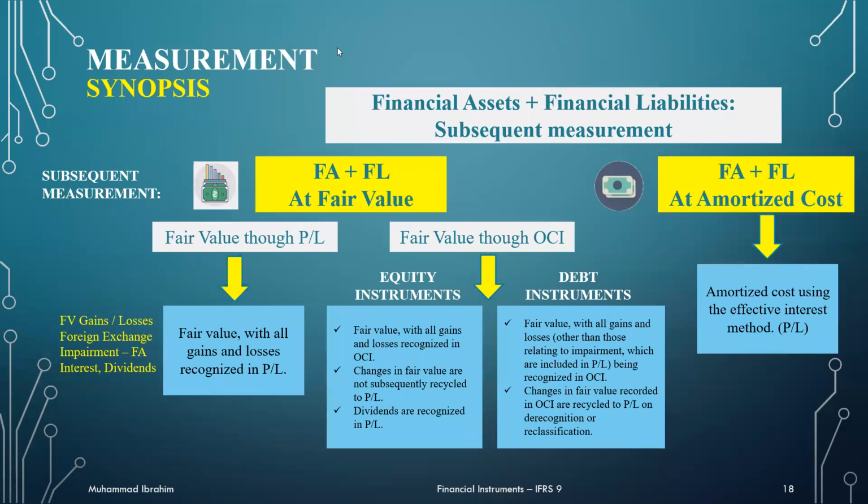Subsequent measurement, for example: at 1st January 2021, you have recorded a financial asset and classified it at P&L. You record the financial asset at fair value. For example, investment in ABC company debit, cash credit, right? This is how the financial asset is recorded: investment in ABC company debit and cash credit. And this is an investment at fair value through P&L as per your business model test. Now, at 31st December 2021, the reporting date, what will you do?